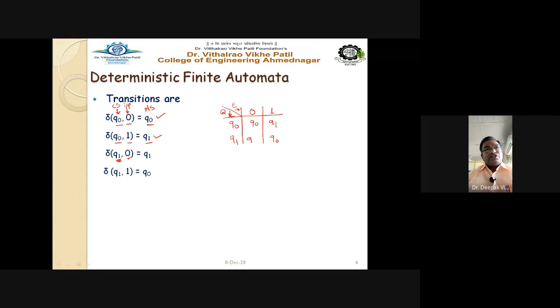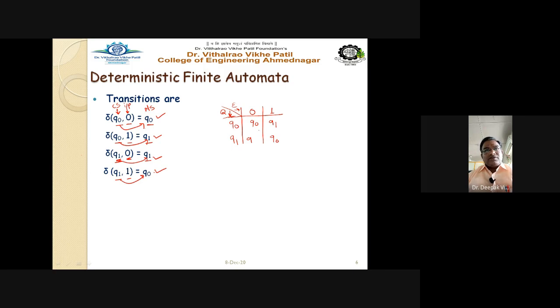The current state is Q1 now. Current state is Q1, input is 0, the next state is Q1, right? And if Q1 is the current state and input is 1, the state changes from Q1 to Q0. Here there is no state change, Q1 remains as it is. Here Q0 changes to Q1, and Q0 goes to Q0 here, right?